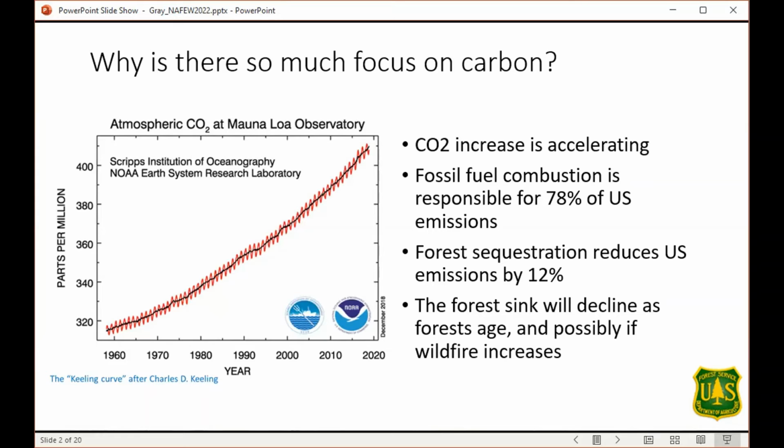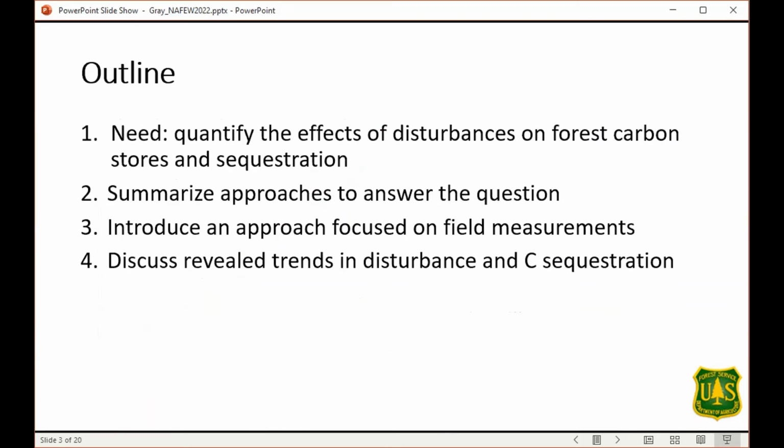However, there's the expectation that that forest sink will decline over time as forests, primarily in the eastern US, age, and particularly if wildfire increases, which is more of a concern on the West Coast. So there's always a lot of interest when we have a big fire year or a big drought. What was the effect of that type of disturbance on forest carbon stores and sequestration?